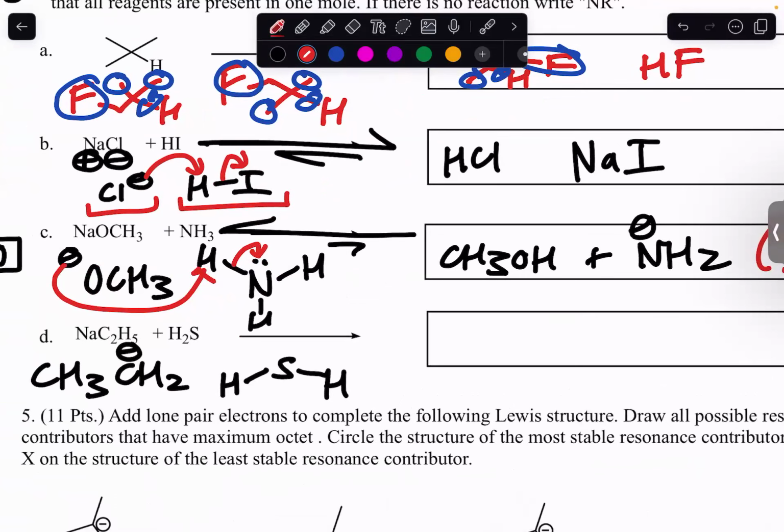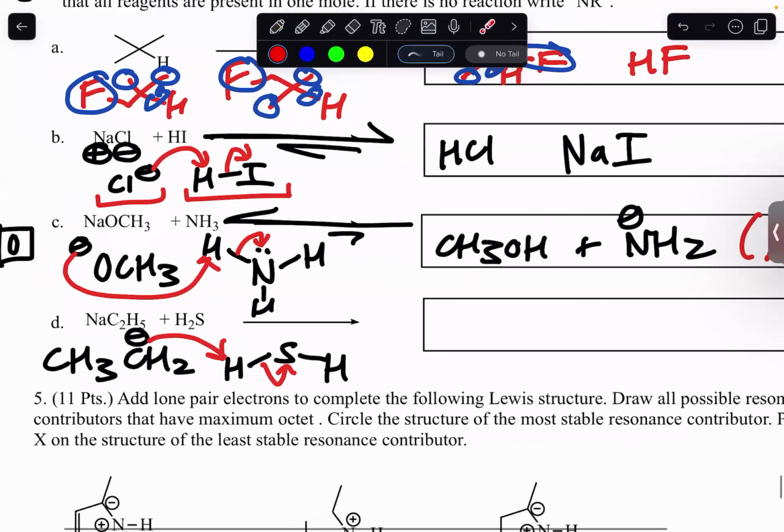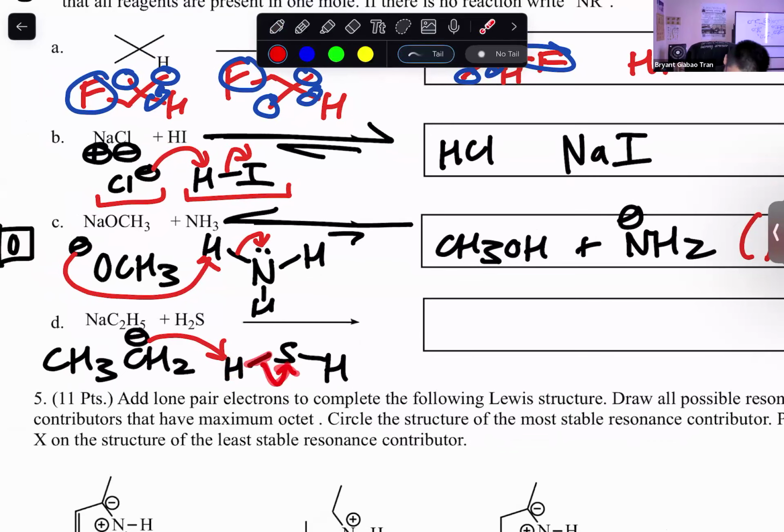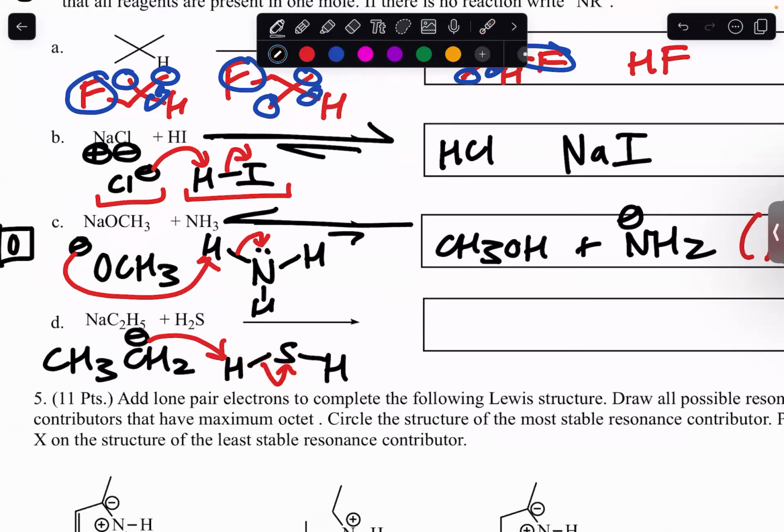I think that the NaC2H5 is the base and the H2S is the acid, and so NaC2H5 would want to deprotonate the H2S, and the negative would go onto this. We'll grab the hydrogen, and then the hydrogen will give away that bond to sulfur, giving it the negative, because sulfur is more electronegative than the carbon.